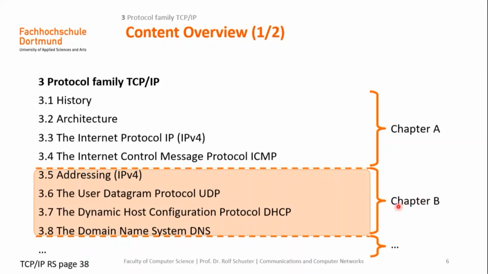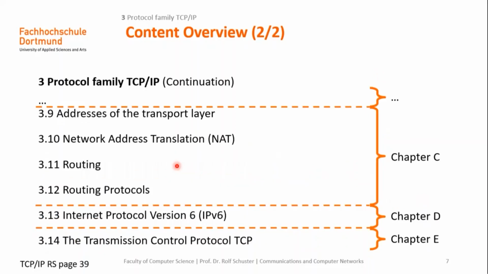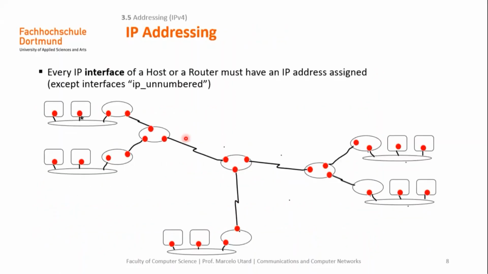During chapter B of the TCP/IP protocol family, we will talk about the addressing functions implemented in the IP version 4 protocol. We need to remember that every IP interface of a host or a router must have an IP address assigned.